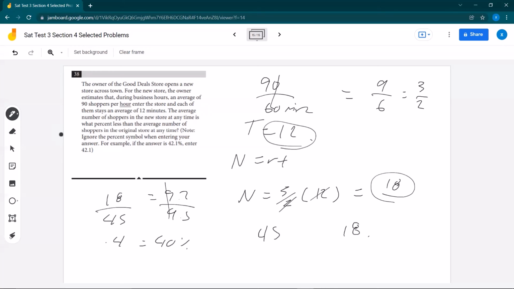And so what percent less than the average number of shoppers in the original store at any time is that? Well, that percent is going to be 60, right? Because 18 over 45 is 40% of 45. That 18 is missing the 60% of shoppers that the 45 had. So therefore our answer is 60. We're missing those other 60% of shoppers. So that's the difference. We're asking for the percent less. It's 60% less than the original.